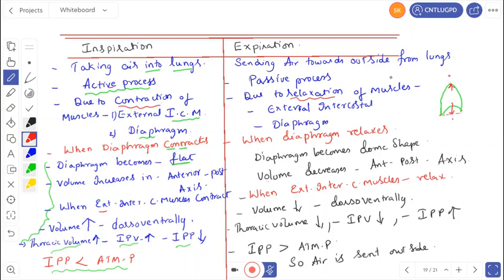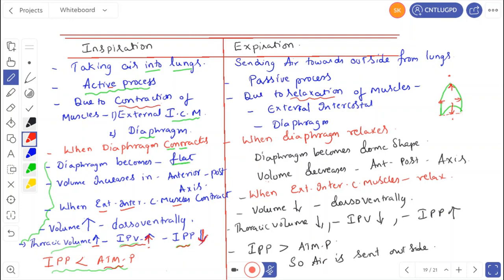Then when the external intercostal muscles contract, volume increases in this direction, dorsal side and ventral side. So volume is increasing dorso-ventrally. So thoracic volume is increasing now. As the thoracic volume increases, intrapulmonary volume also increases. As intrapulmonary volume increases, intrapulmonary pressure decreases. So intrapulmonary pressure is less than atmospheric pressure, and air from outside enters into the lungs. So this is inspiration.